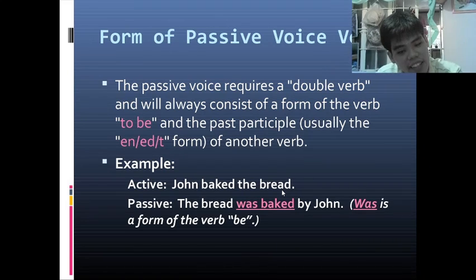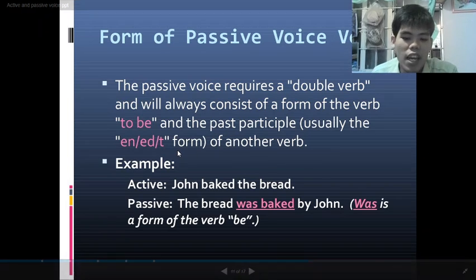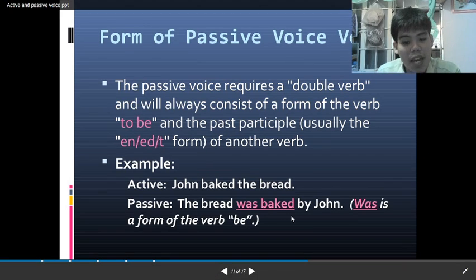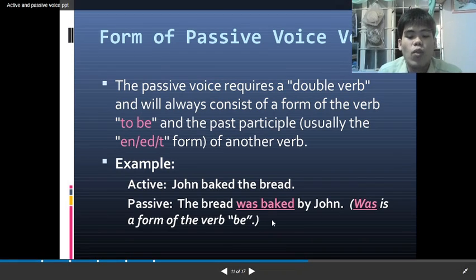So, the bread, then the proper verb to be, so was, and the past participle of bake is still baked. So, was baked, add the word by, then write the subject. So, the bread was baked by John. That's the passive form.